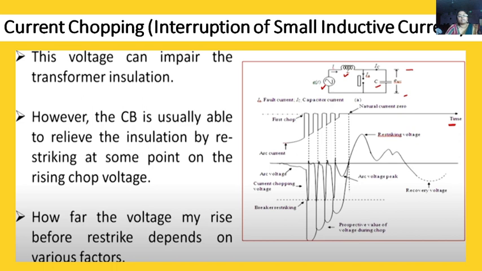This restriking voltage can damage the transformer insulation. However, the circuit breaker is usually able to relieve the insulation by restriking at some point on the rising chop voltage. We have different factors that we already saw, the power factor of the circuit and asymmetry of the circuit. As seen in our last lecture, restriking depends upon various factors.